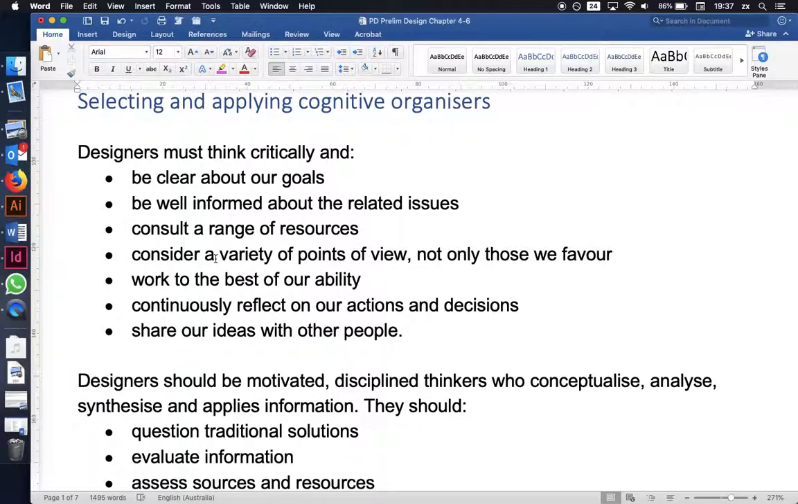We need to consult a range of resources. This means we constantly need to be thinking about things from different points of view. We need to be seeking out different perspectives all the time. The more perspectives we see, the more likely we are to have a better understanding of the situation to come up with the best solutions. Furthermore, we need to consider a variety of points of view, not only those we favor.